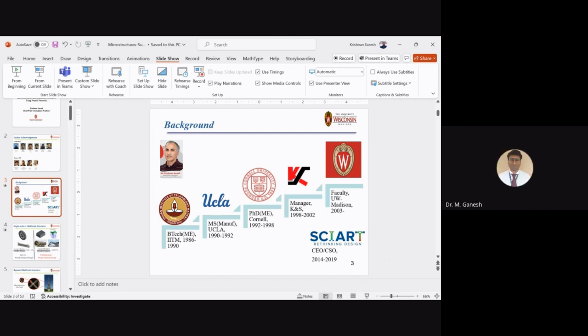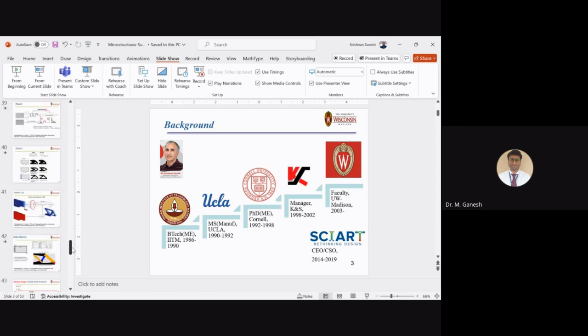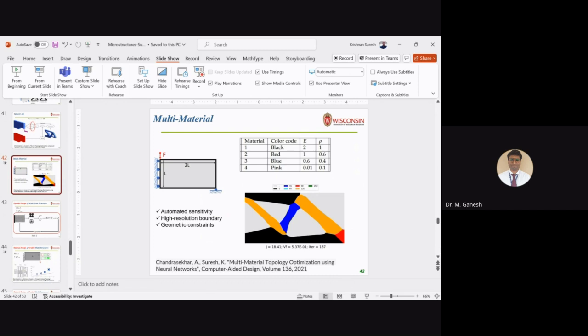Dr. Suresh, thank you for the presentation. Go ahead. I was fascinated by the multi-material optimization, slide 42. Right. Yes, this is a very nice result. So, do we get to validate this by some experimental methods, or is there any other validation?